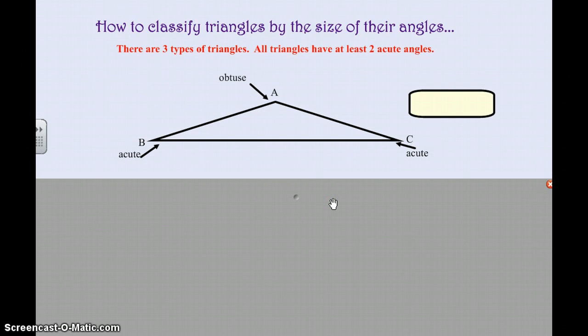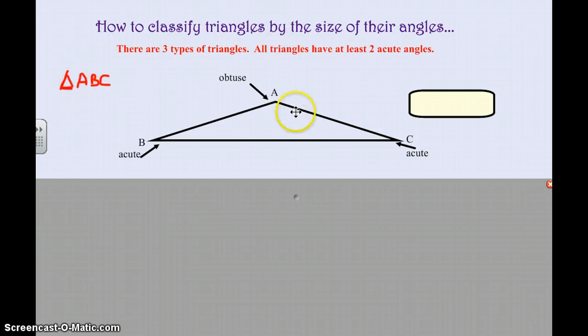I've already labeled this for you. So we see this is triangle ABC, and of course you could name this other things. You could name this CAB, BAC. There's 6 different ways you could name this, but for today we're going to say that this is triangle ABC. Notice I used all capital letters when I named this triangle.